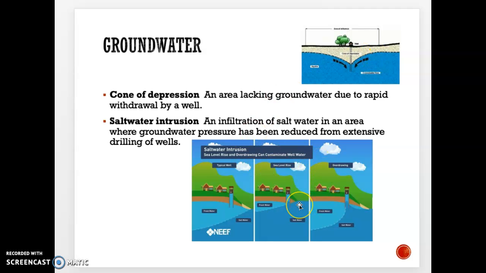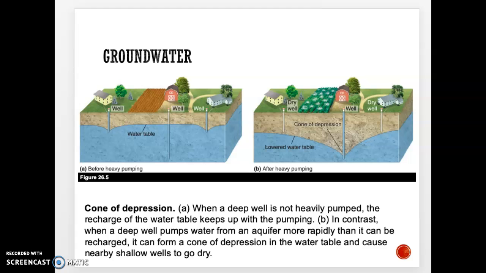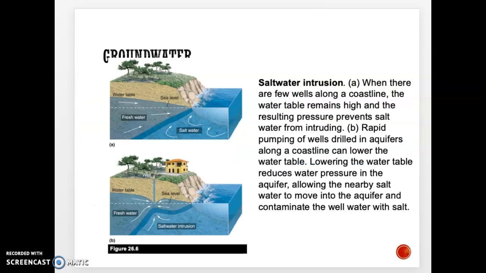Down here we have saltwater intrusion, so this would pertain to areas that are next to a saltwater area or ocean. And so let me take you to this next slide. There's more on the cone of depression if you need it, but I wanted to show you this one here.